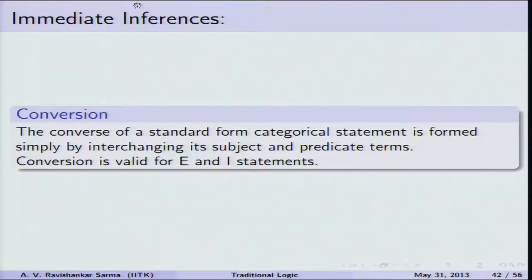So these three rules are like this: the conversion rule. The converse of a standard form categorical proposition is formed simply by interchanging the subject and predicate terms. Wherever you have a subject, you replace it with the predicate, and that becomes a conversion. Only E and I propositions can be converted. Suppose you have the proposition no cats are dogs, it can be converted into no dogs are cats. In the same way, some cats are dogs means some dogs are cats. But it cannot be applied to A and O propositions because the meaning changes.